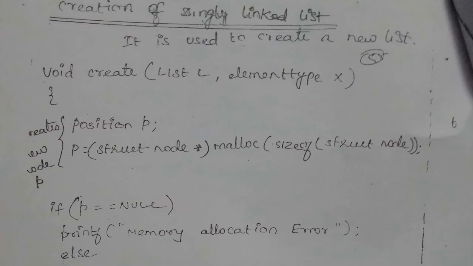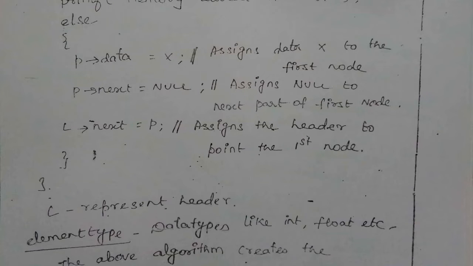The subroutine create accepts two arguments, where first argument is list L and second argument is the data X to be stored in the new node P. Position is the position name or pointer name of node structure. P is the pointer structure variable of the type Position and it represents a new node. Using malloc function, memory will be allocated for the new node P. P is equal to null if memory is not able to be allocated. Otherwise, a new node will be created in memory and pointer P will be pointing to the new node.